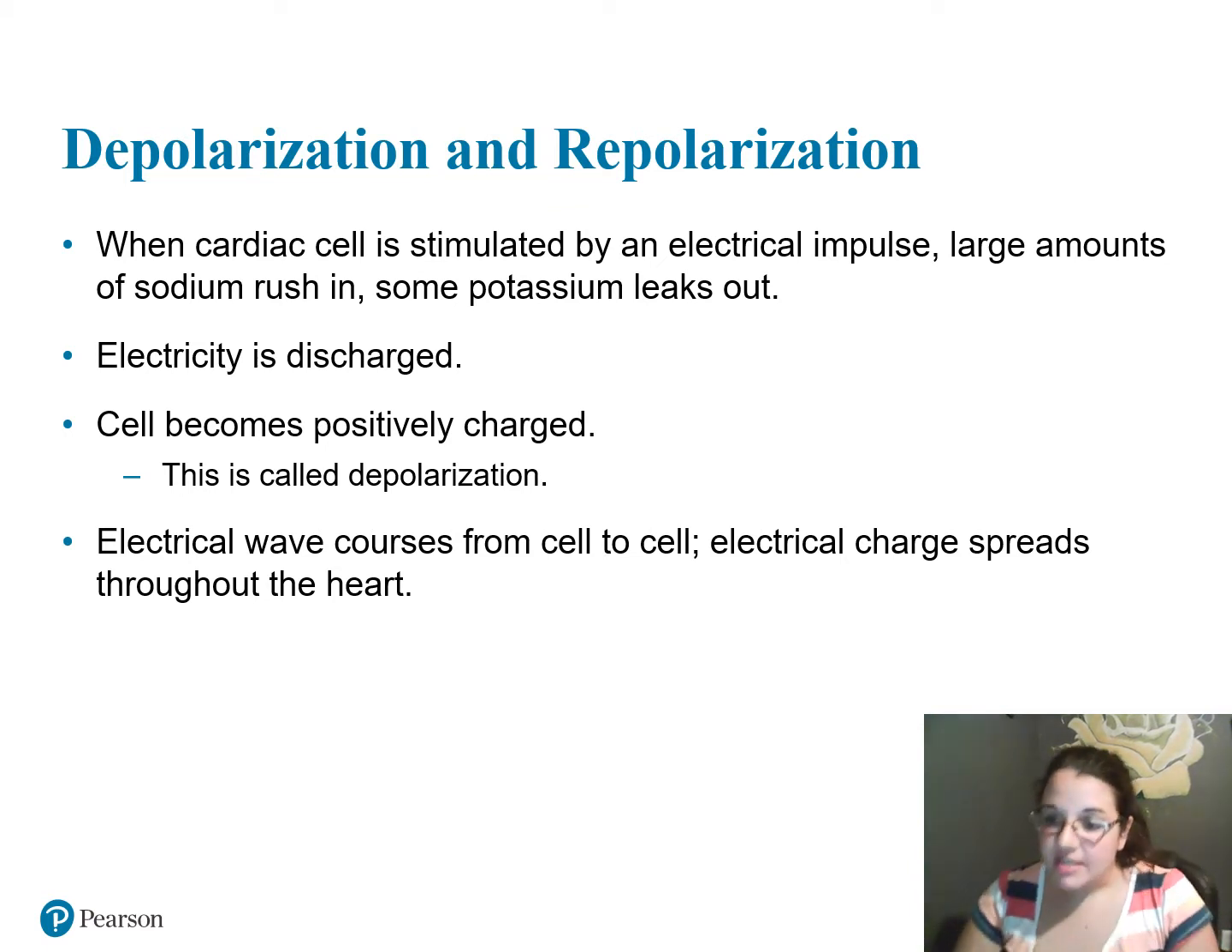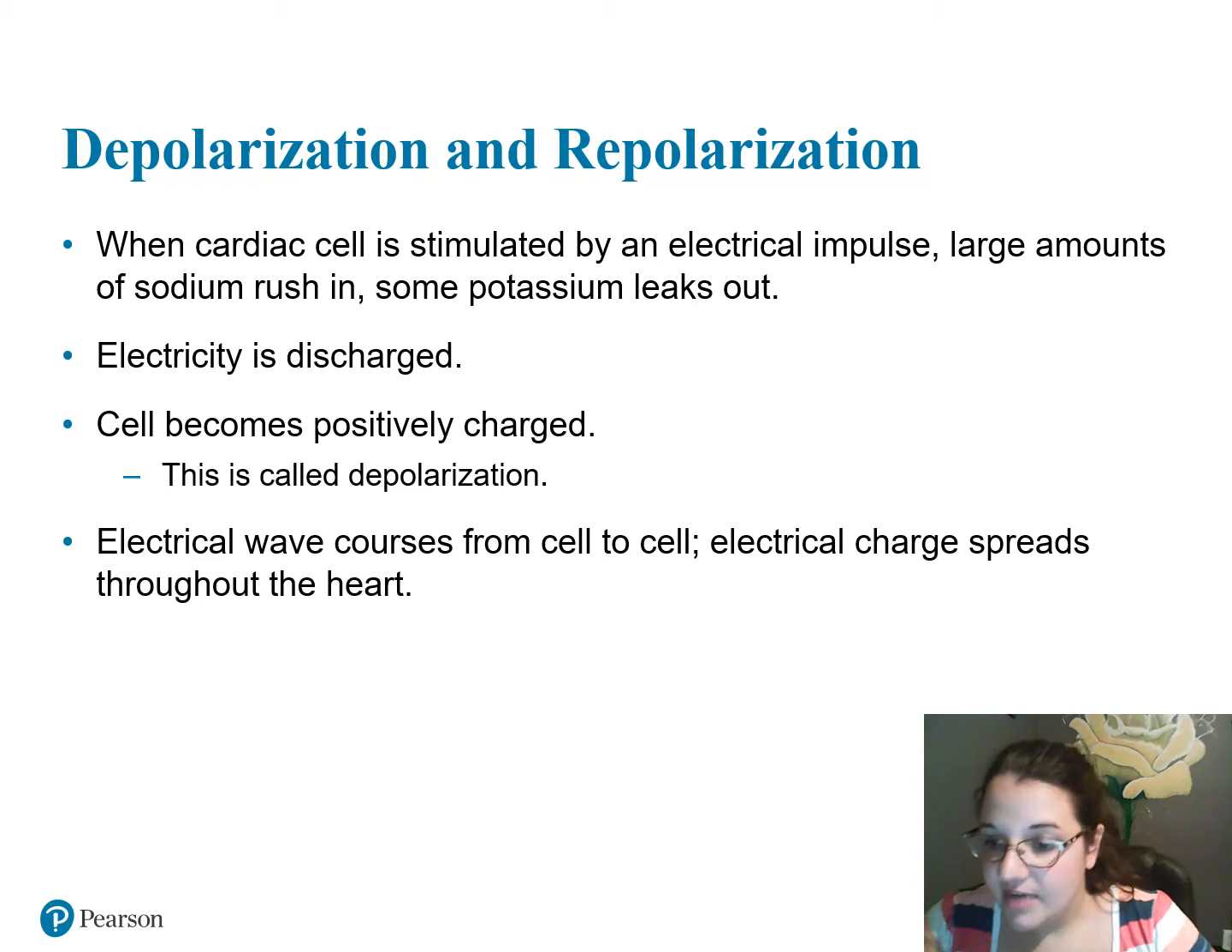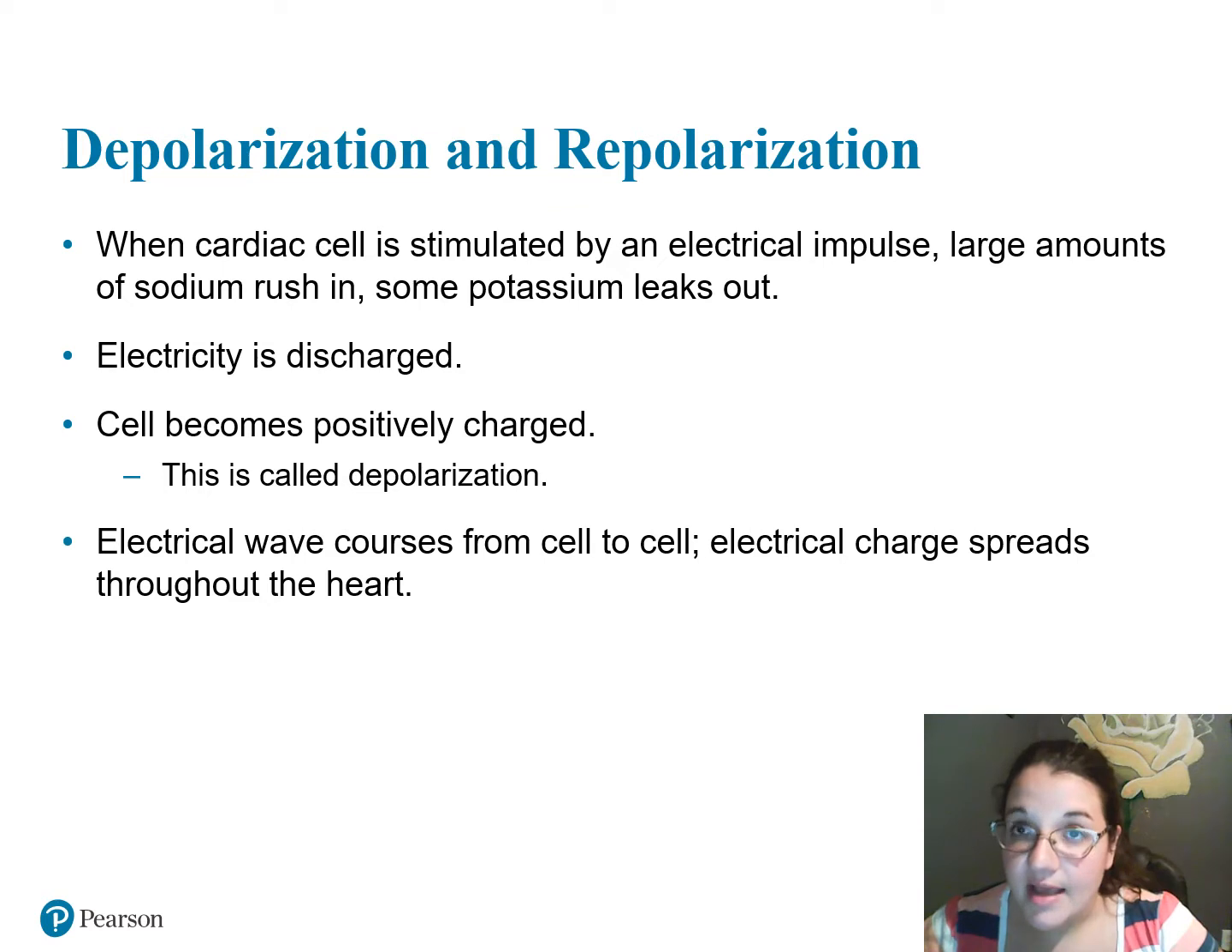So I want you to think about batteries. When you need something to work and it needs 2 AA batteries, you are to put a negative next to a positive, and then whatever toy you're trying to get to work is going to work. But if you were to put a positive next to a positive, the batteries are going to retract. They're going to pull away from each other because you can't put a positive with a positive. That's what's happening here with our cardiac cells.